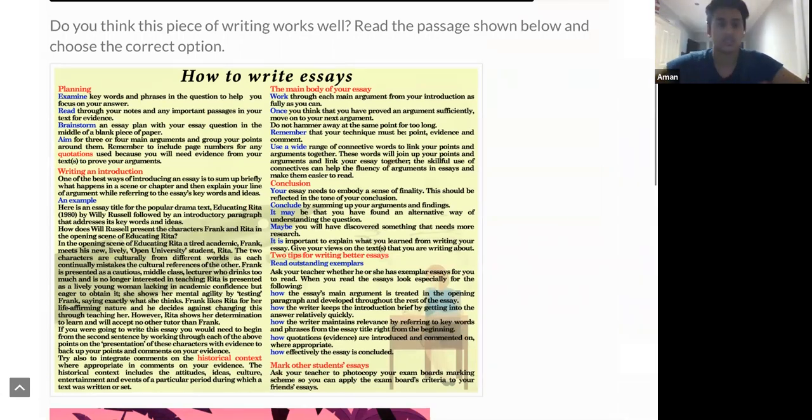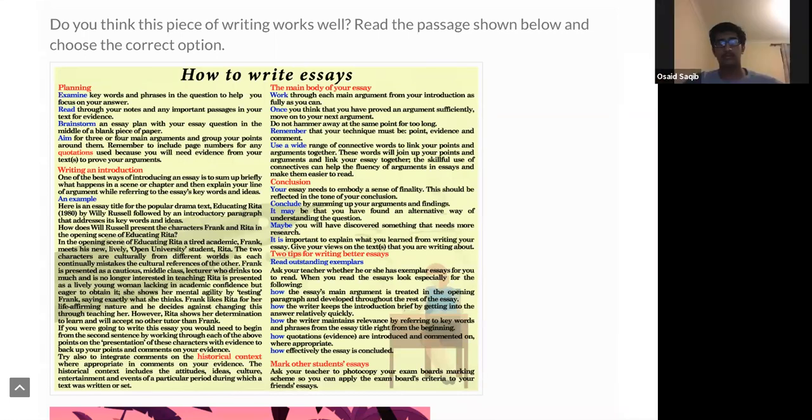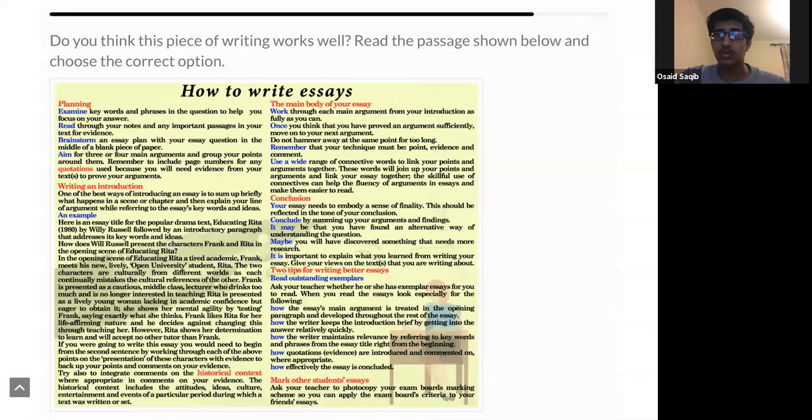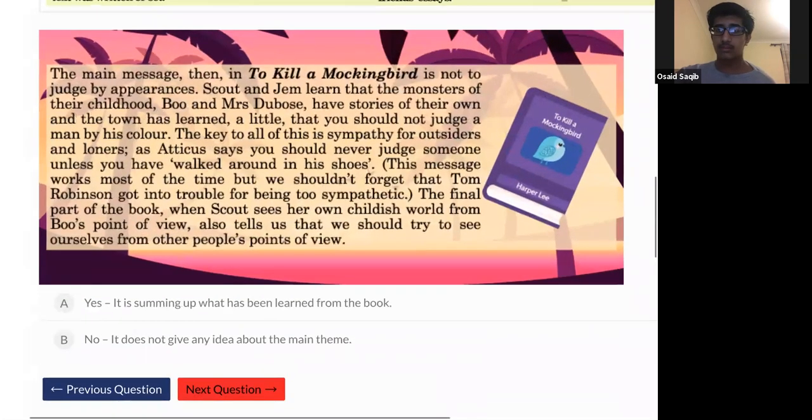Okay, last couple of questions left. So let's get through these as well. Let's go to Said for the next one. Hello, Said. Just read the question, please. Do you think this piece of writing works well? Read the passage shown below and choose the correct option. Did you manage to read this passage before? I did. Okay.